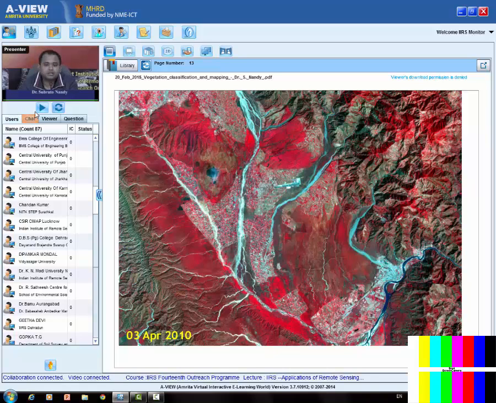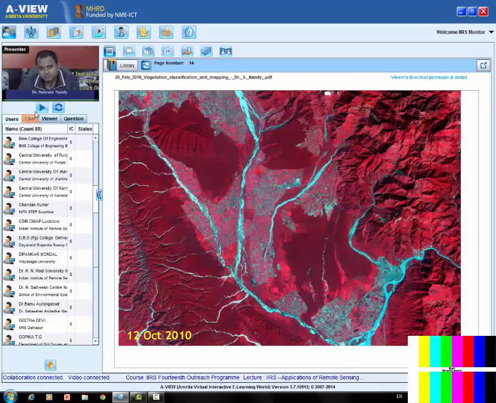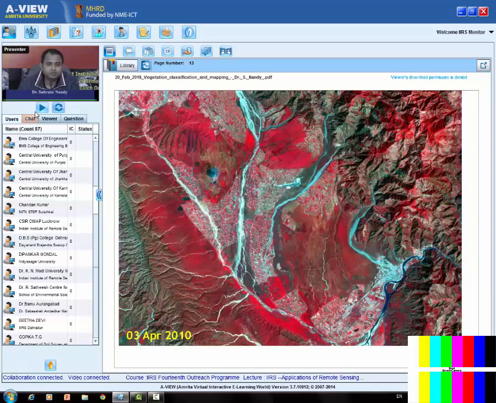Again, it is driven by the objective. If my objective is to study, let's say, forest fire, I should not go for October imagery. I should look for an imagery where I can get forest fire. So till a month is good. So you can see a forest fire scar here and smoke also here.